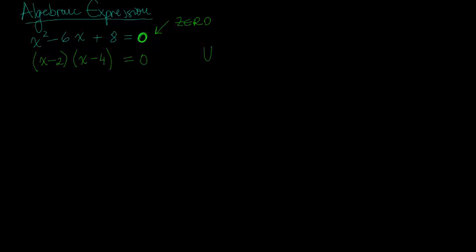Well, I'm using the property that if a times b equals 0, the only way that's going to be accomplished is if either a is 0 or b is 0. If neither of them is 0, say one is 5 and the other is 6, 5 times 6 is never going to become 0. I really need either a or b to equal 0.